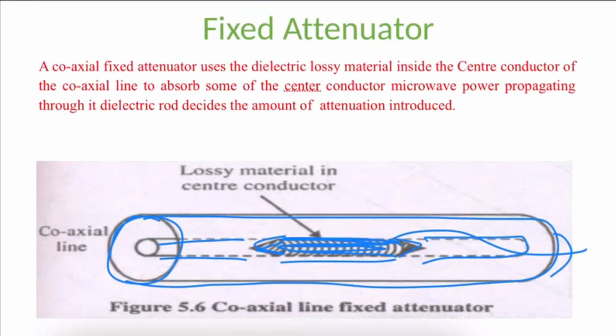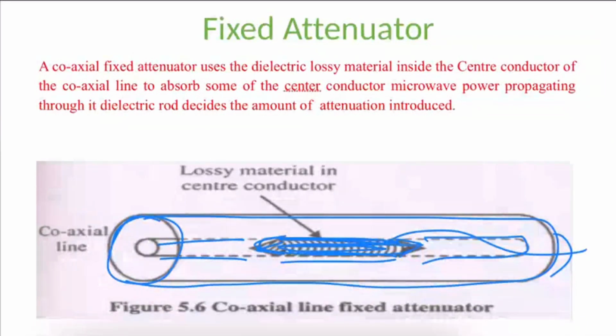And here we call this a fixed attenuator because I cannot change the length of the lossy dielectric material which is placed in the center conductor every time. Only whenever the fixed attenuator is manufactured, we fix the level of attenuation that is required, and that particular design is done at once. That's the reason why we call this a fixed attenuator.